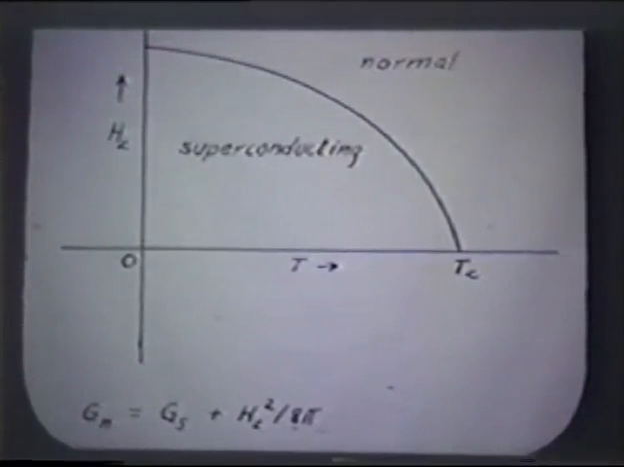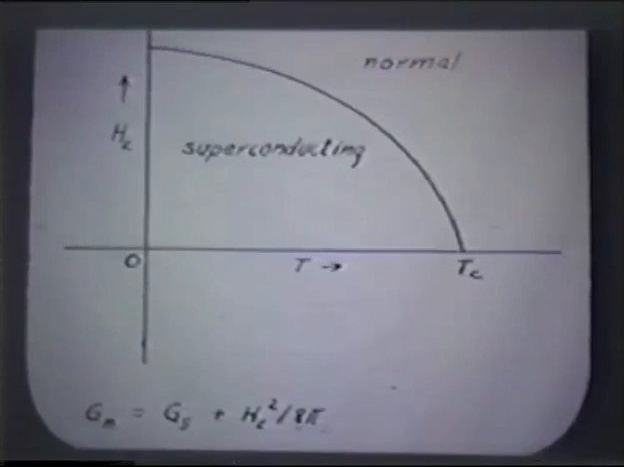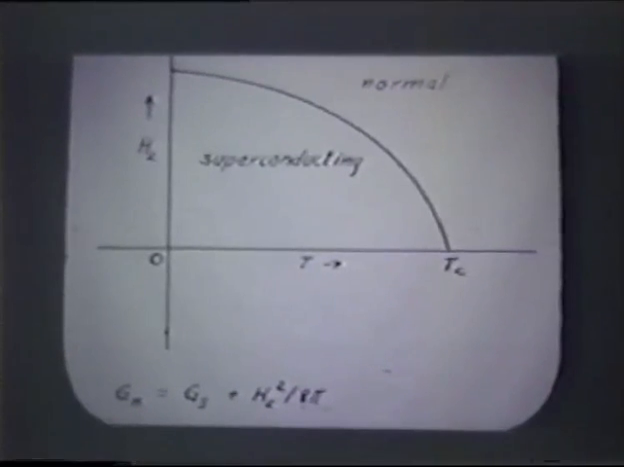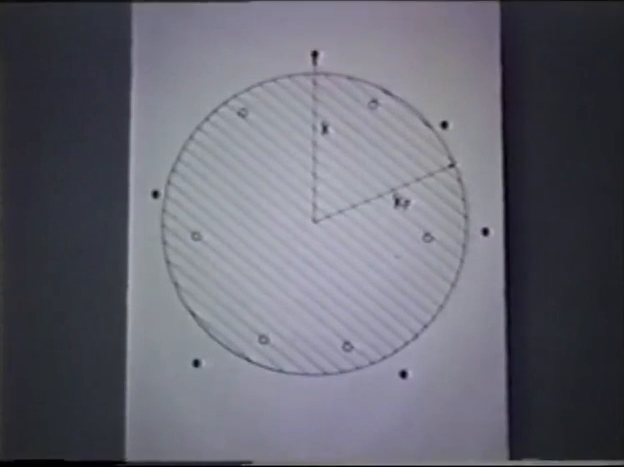This shows that the superconducting state occurs in a region when the temperature is low enough and the magnetic field is low enough. It's superconducting, otherwise it becomes normal. So it's a critical field.